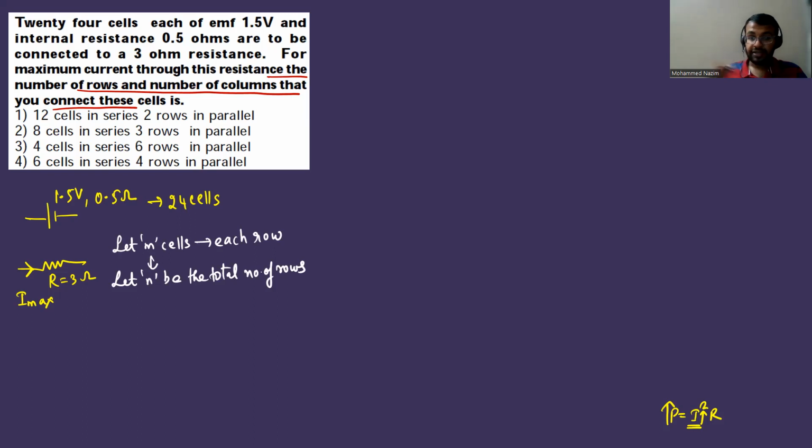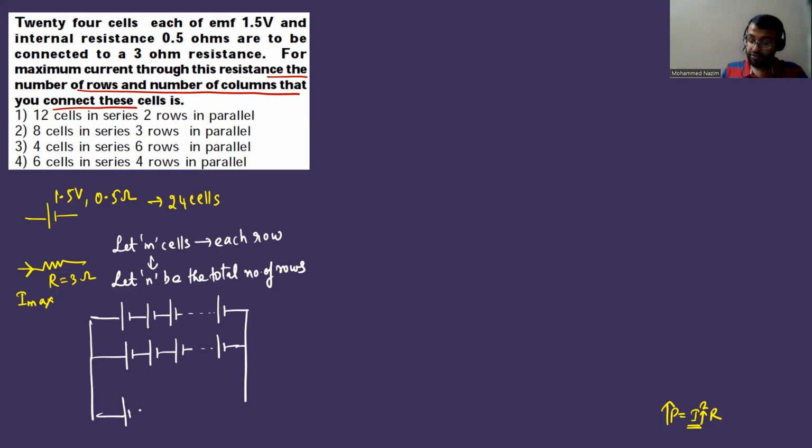Are you following? Let there be m cells in each row: cell 1, cell 2, cell 3, up to m cells. And like that, how many rows have to be there? N number of rows. We'll forget the external resistor for the time being and leave it aside. So M cells in each row, and like that, N rows are there.